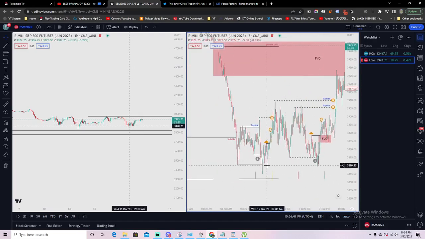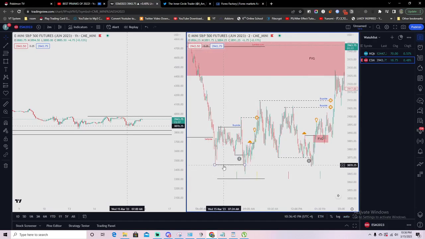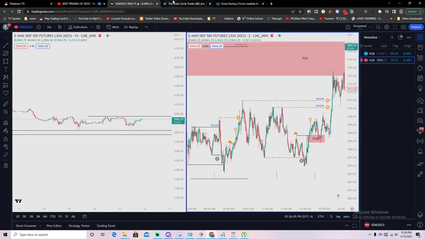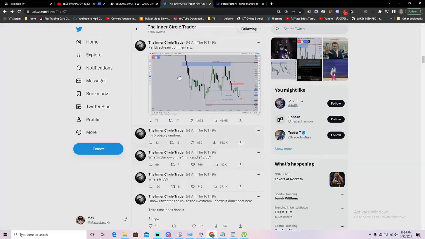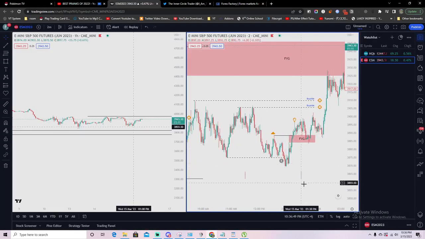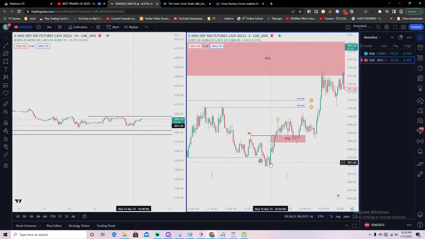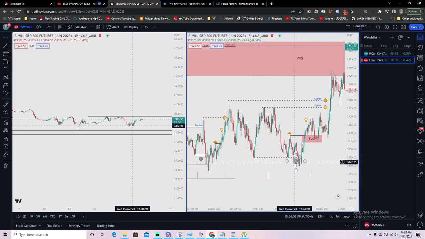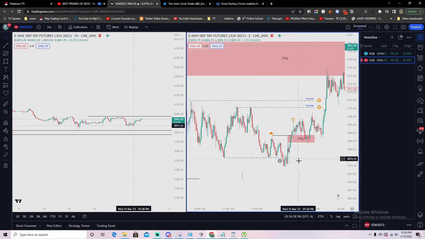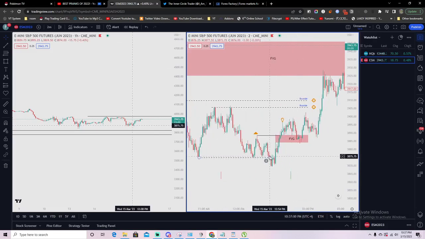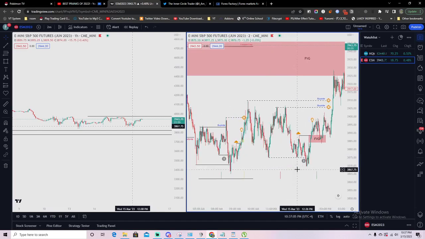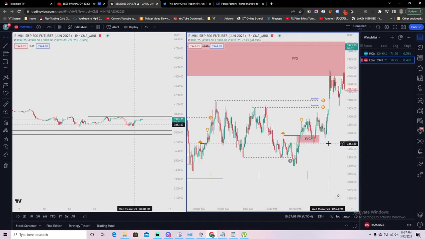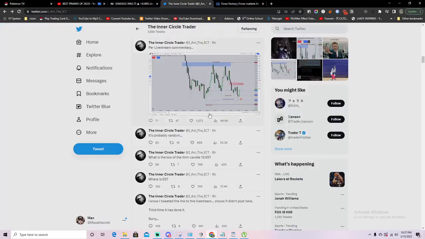Anyways, okay, we have CPI. So here's pretty much how I have everything marked now. He was talking about, so what is the low of 12:55? 1 minute candle, 12:55. Oh, look at that. I had it marked. Wait, did I? Yeah, I did have that marked as a stop raid right there. So I think that's what he's talking about.